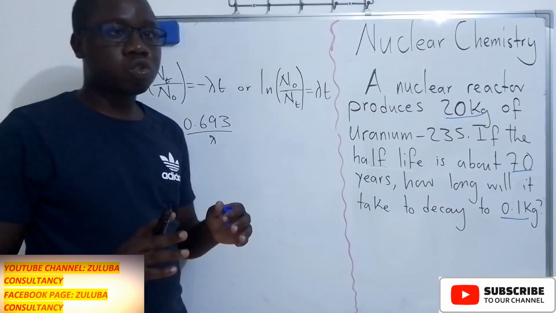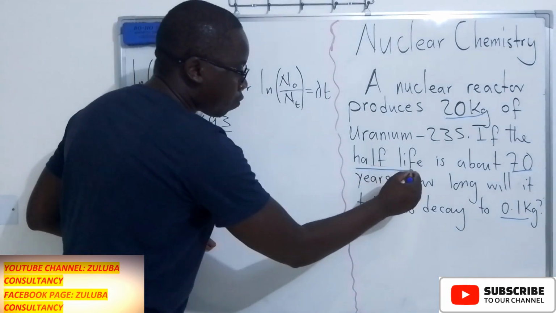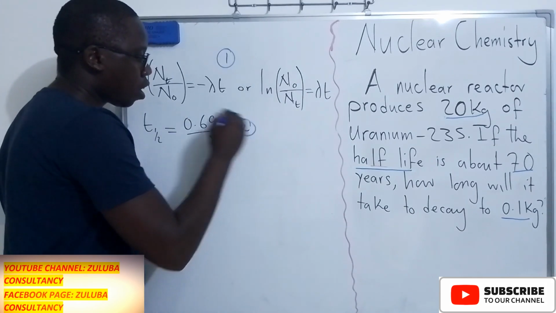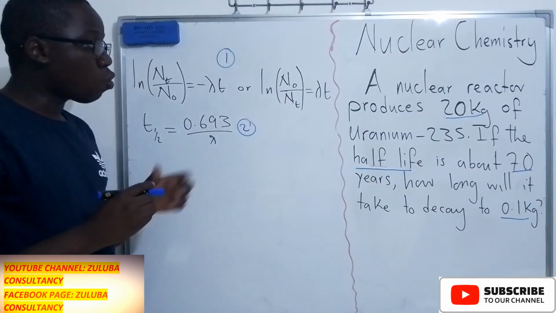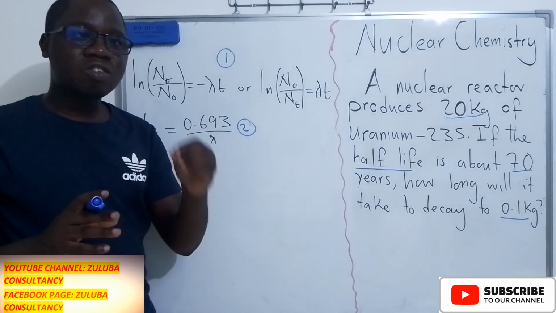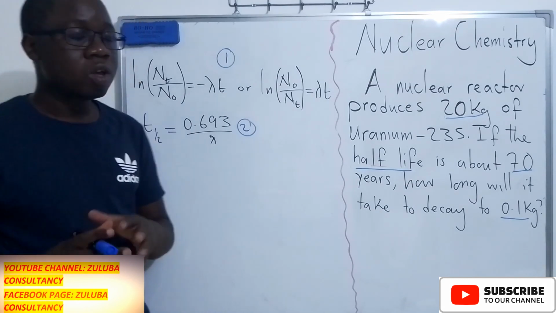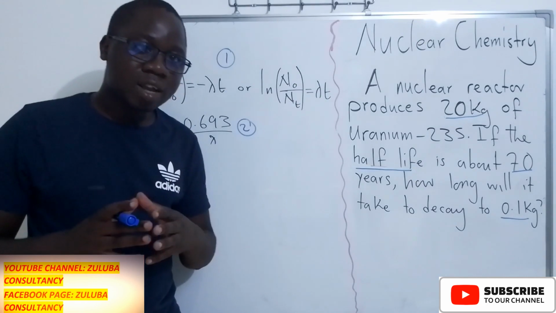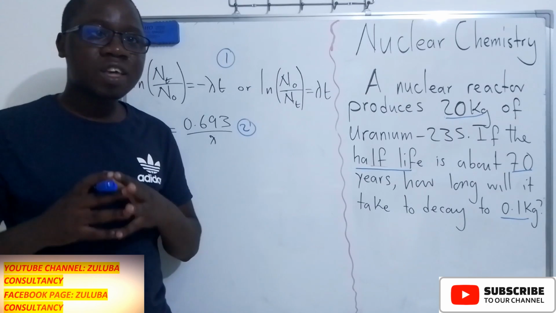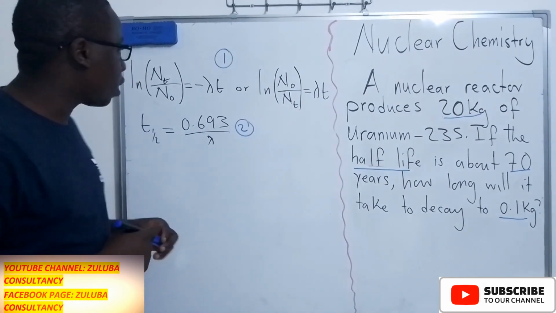Now, when it comes to nuclear chemistry, in particular questions under half-life, we have these two equations that we use. The two equations come from chemical kinetics, that is the first order reactions. So, nuclear reactions obey the first order reaction of the chemical kinetics. What do these two equations tell us?